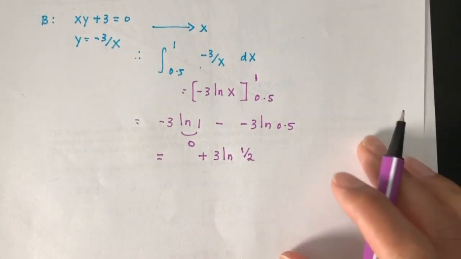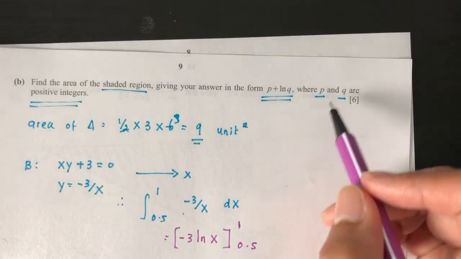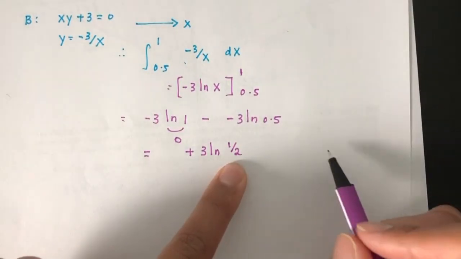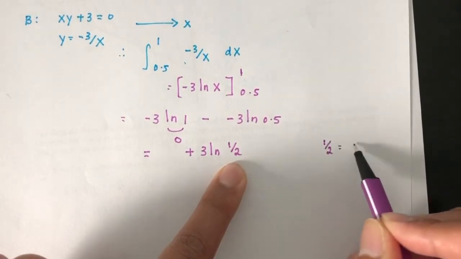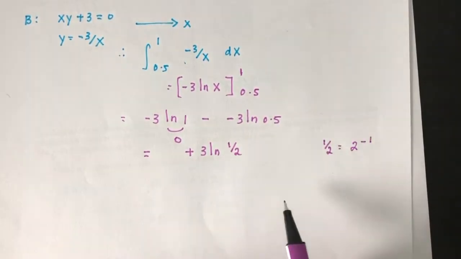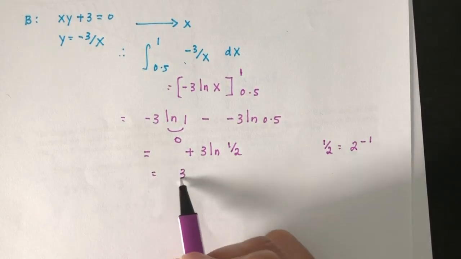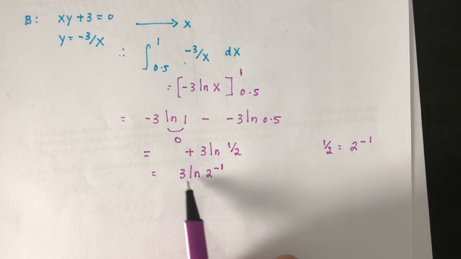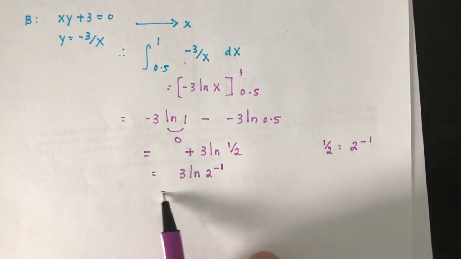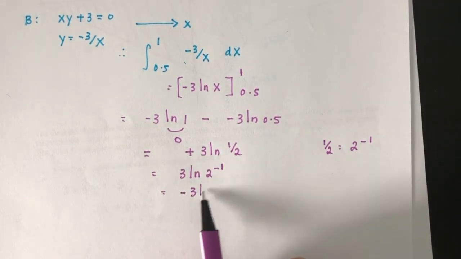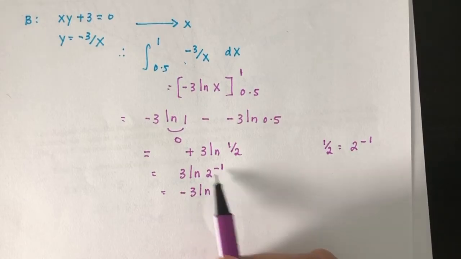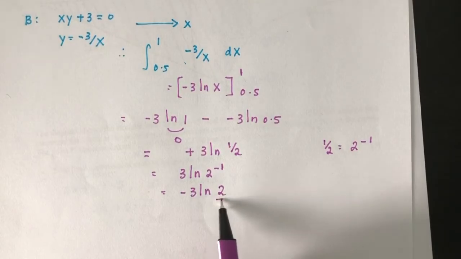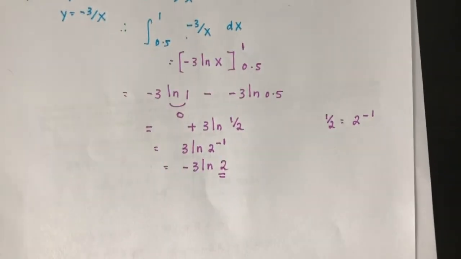Now, because your answer needs to be in the form where q is an integer, you can play with this number. As you know, half is also equal to 2 power minus 1. So you write down 3 ln 2 power minus 1. Now this is a log, so we can send this power to this side. It becomes minus 3 ln of 2. So now it is an integer. That is good.